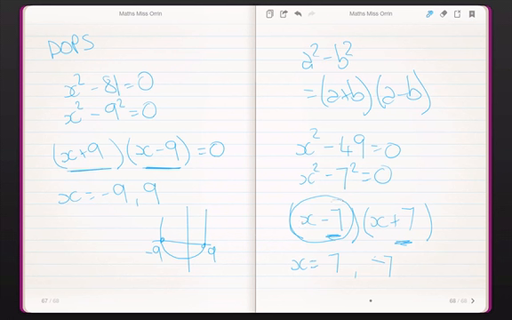So x has to be 7 and x has to be negative 7, because if this was 0, 7 minus 7 is 0. If this was 0, well, let's put that on the end, negative 7 plus 7 is 0. So that's how we get those two answers. Once again, that's exactly what this would be. Negative 7 and 7. That's what we're finding out, okay?